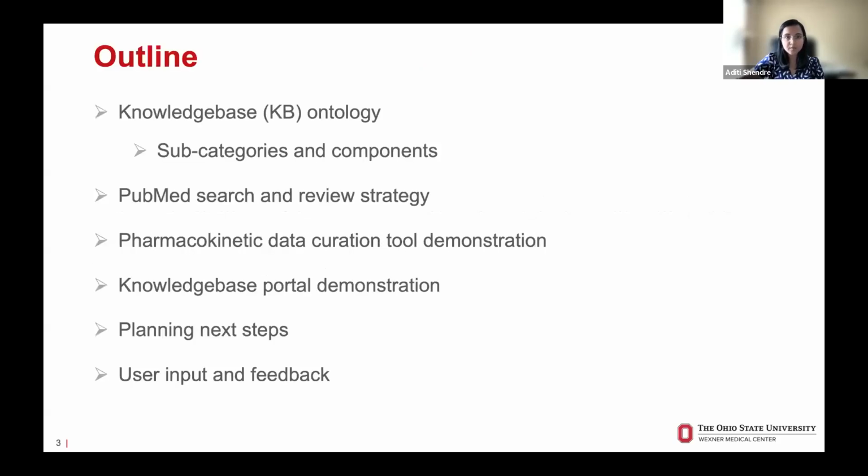So to just give a brief outline of what we'll be talking about today. I'll go over the ontology and then some of the subcategories and components that we are considering for the knowledge base. Then walk through one of the examples for a PubMed search and review strategy that we considered for curation, looking at the data curation tool itself, the portal after that, and then planning the next steps. And of course, at the end, we are hoping to get input from all the potential users of the knowledge base, what you would like to see in the knowledge base and the portal.